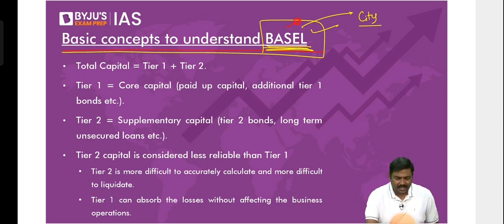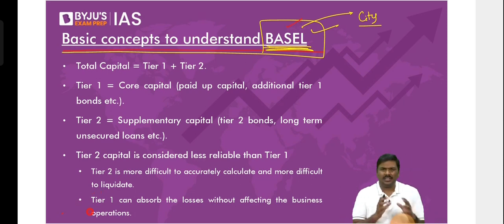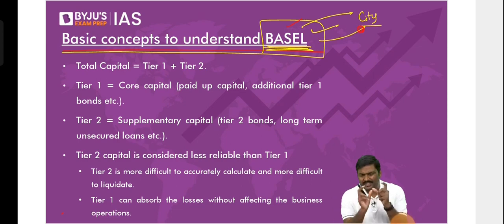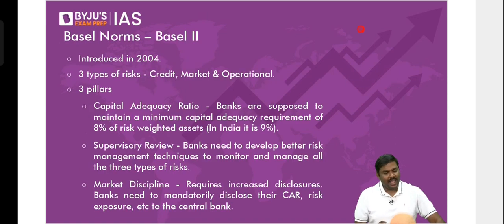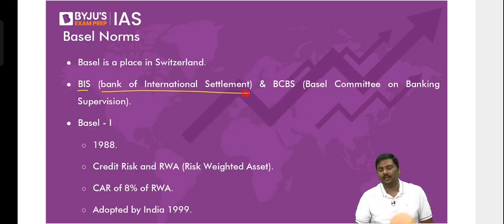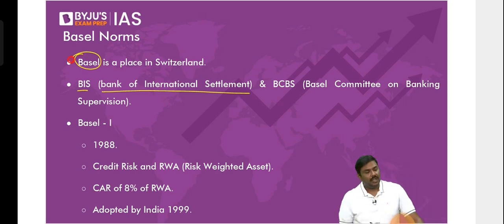First, under Basel guidelines, we call this Basel norms or Basel guidelines. What is this Basel norms? There is a city in Switzerland, Basel, very, very famous by the way. In this city, we have an institution called the Bank of International Settlement, BIS.